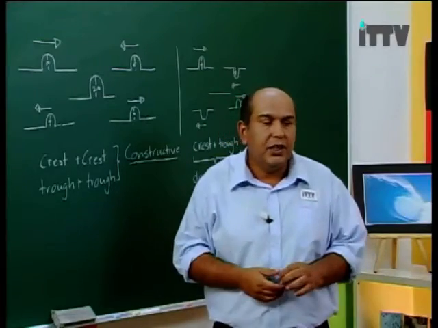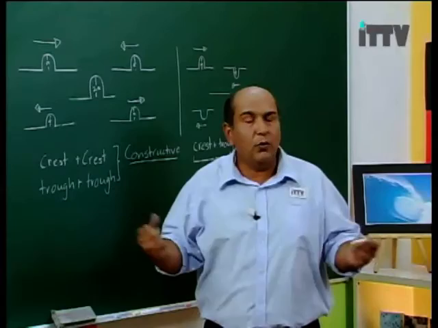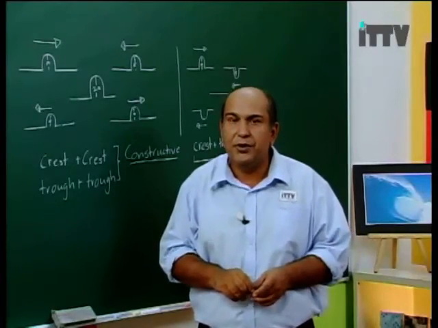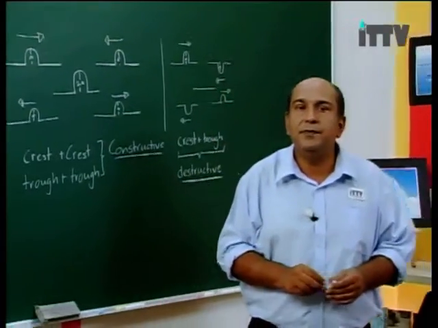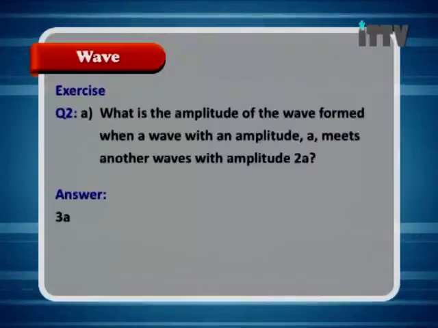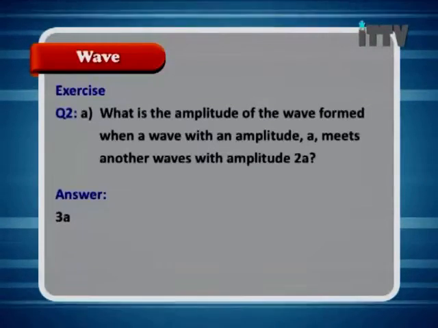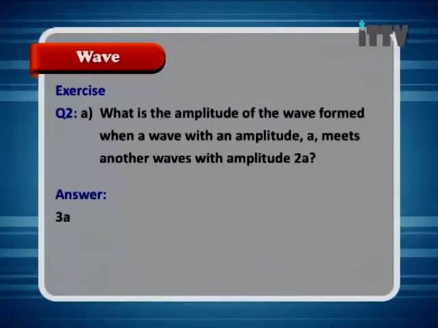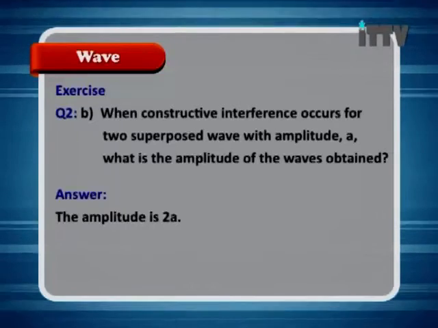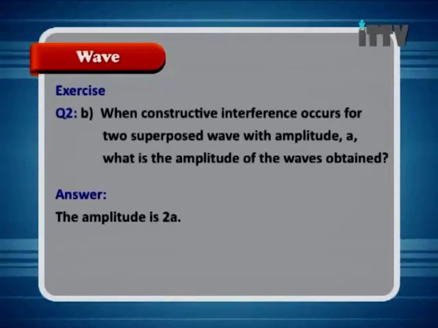And in the second case, we are saying A and A move towards each other. What will be your final amplitude? Write the two values down. Let's check the answer. For the first one, when A meets 2A, we'll get an amplitude of 3A. And when A meets A, we get an amplitude of 2A.